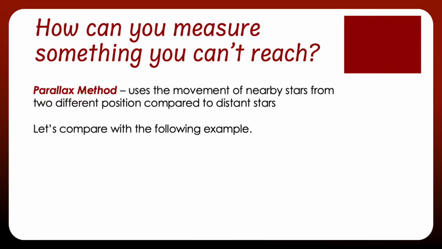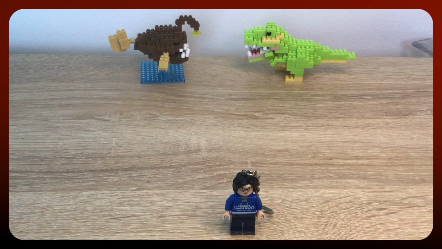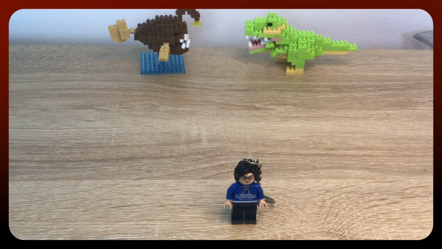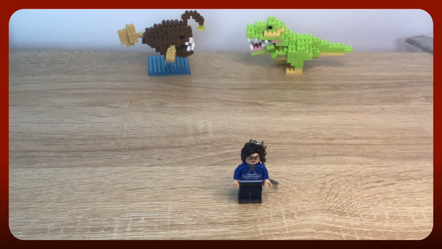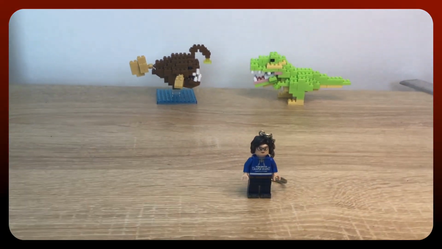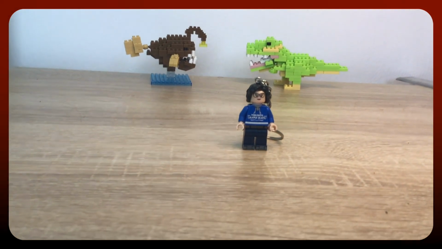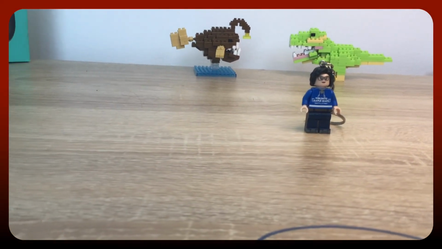So how are we going to measure something that we actually can't reach? It's not like I can use a measuring tape. It's not like I can have a rocket sent out there to these nearby stars. Let me give you an example using some distant stars and a closer one. Or, in my case, some Lego. So my distant stars are going to be the anglerfish and the T-Rex in the background. And my near star is my Lego lady with the Toronto Maple Leafs jersey.